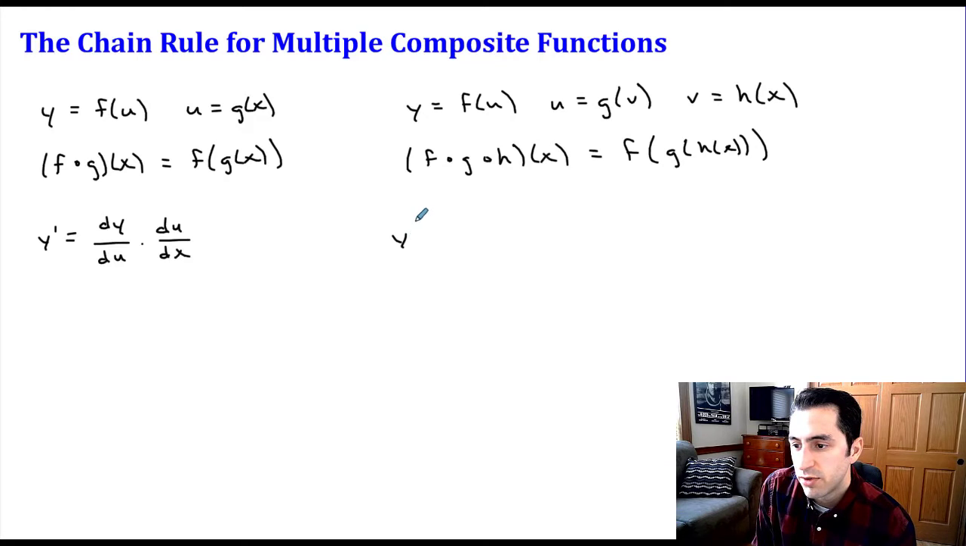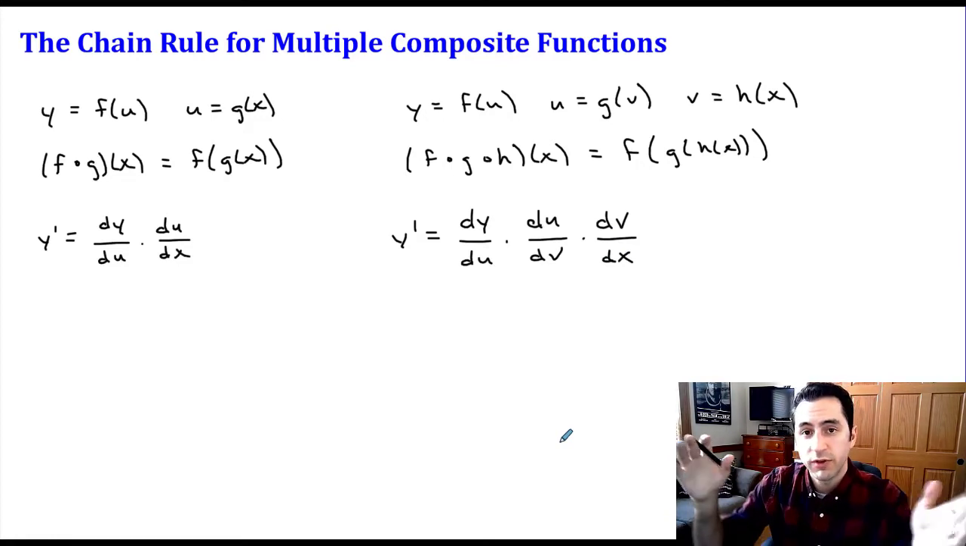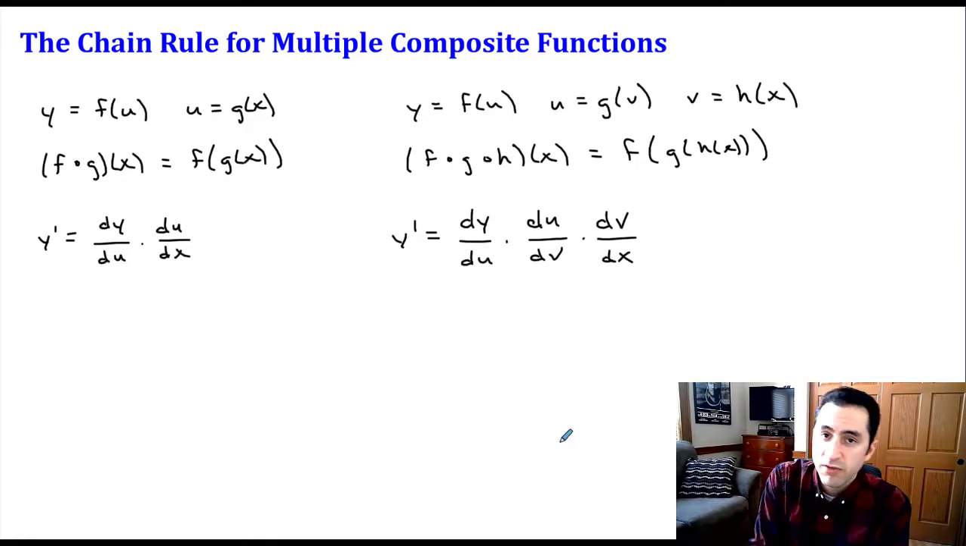In this case, our derivative y prime is going to be equal to dy over du, the derivative of y with respect to u, times the derivative of u with respect to v, times the derivative of v with respect to x. So it's very similar to our original chain rule, except we're just adding one more fraction. We're taking the derivative of the outside, the derivative of the next step on the inside, and then finally the derivative of the very inside.